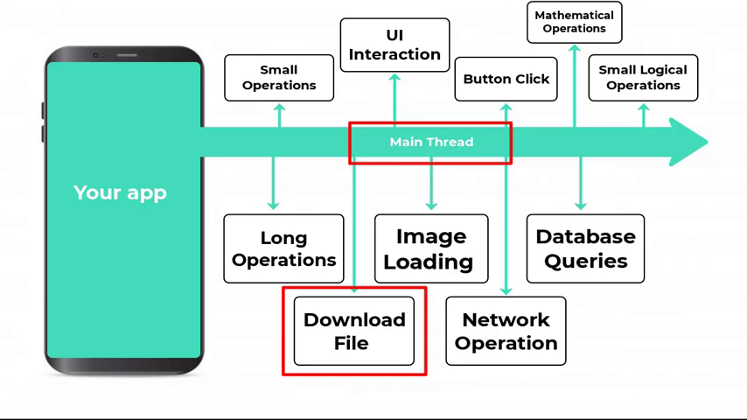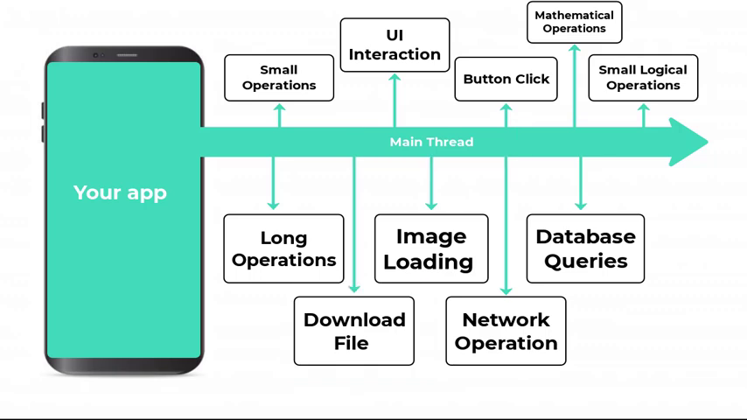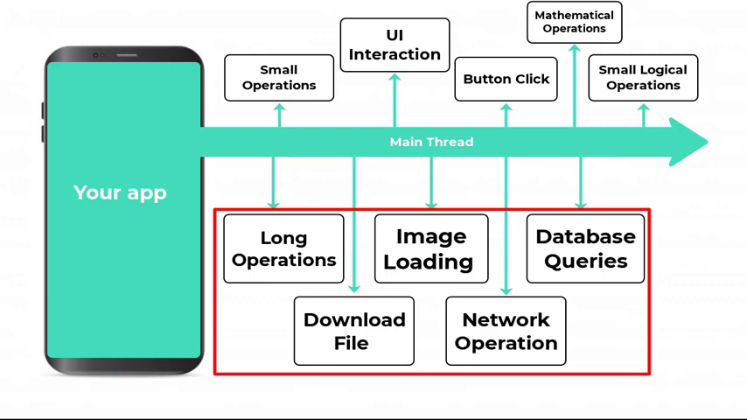So the main thread will not be able to do anything else while it's performing that heavy operation. And this will appear to the user like the application has frozen. And if the main thread remains blocked for a longer time, the app will crash. Therefore, running those heavy operations on the main thread is not recommended. To solve this situation, we have a solution.